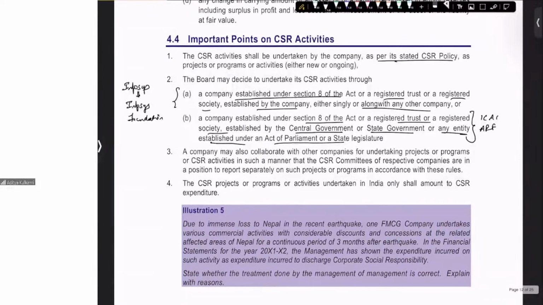A company may also collaborate with other companies for undertaking projects or programs of CSR activities. But what is important is they should be in a position to report separately. And you will ensure that these activities are undertaken only in India. Obviously, you cannot have an activity conducted somewhere outside India and say that I did my CSR activity. How can we verify? We cannot verify. Okay. So therefore, only within India.